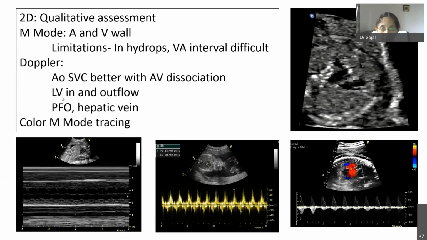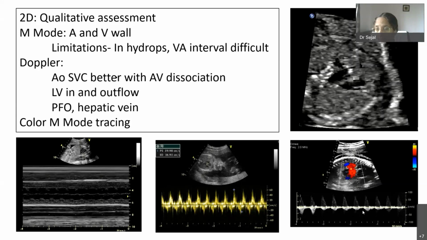On Doppler, you can make use of LV inflow-outflow and aorta-SVC Doppler commonly, but you can take pulmonary artery, pulmonary vein, hepatic vein, any combination of an arterial and venous activity. As you can see here, this is the M mode, with every atrial activity followed by ventricular activity. And here is the LV inflow-outflow, where below the baseline you have mitral inflow and above is the aortic outflow.